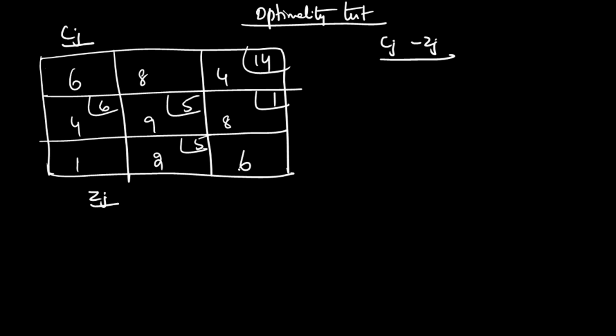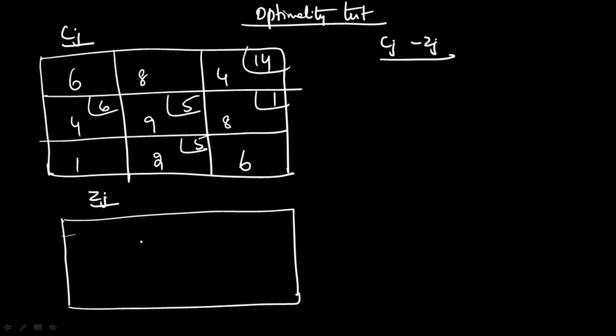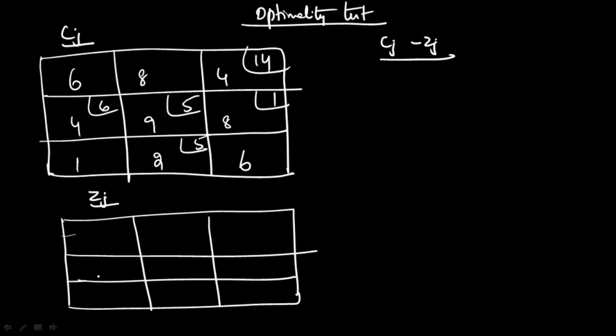Now listen carefully. What is Zj? Let me put the matrix first. Let me put the matrix, okay? Zj. Okay. Now let's try to understand what is Zj. Very simple. First, what do you do? Select all the numbers from allocated cells in Cj. What do you have to do? Select all the numbers from allocated cells in Cj.